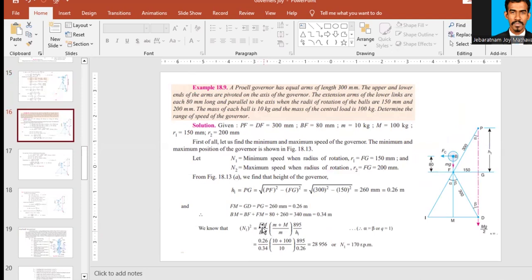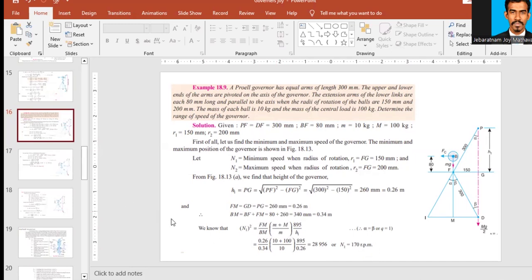So FM upon BM. FM we have found as 0.26, BM we have already found as 0.34. So 0.26 upon 0.34 into small m, that is the mass of the ball, which is given as 10 kilograms, plus capital M, the mass of the central load, that is 100 kilograms, upon 10, small m, the mass of the ball, into 895, which won't change, upon H1. H1 is this height, we have already found 0.26. So this N is equal to 170 RPM. We are just applying this equation.